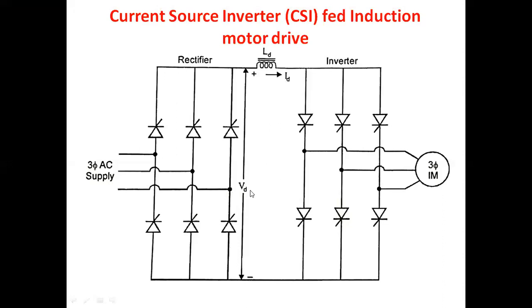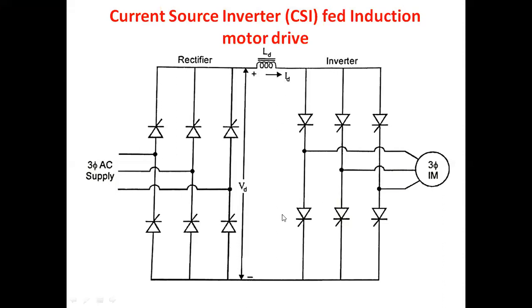How can we vary VD? By adjusting the firing angle. If you want variable current as input to the inverter, you regulate the firing angle of the bridge rectifier. Once we regulate the firing angle, VD is varied, which proportionally varies the ID magnitude. Now a variable current source is given as input to this inverter. Obviously, the output terminals also act like current sources, and these output terminals are now variable current sources.